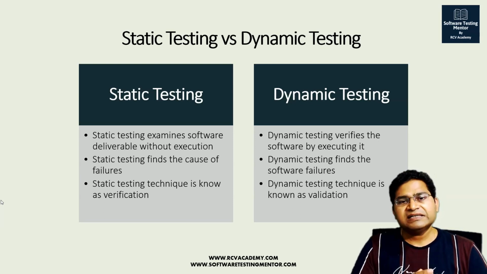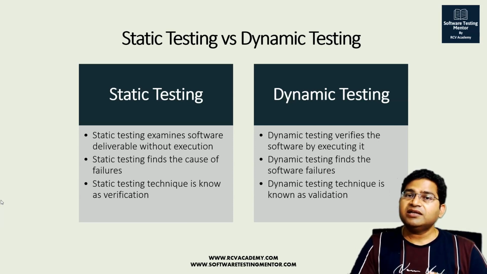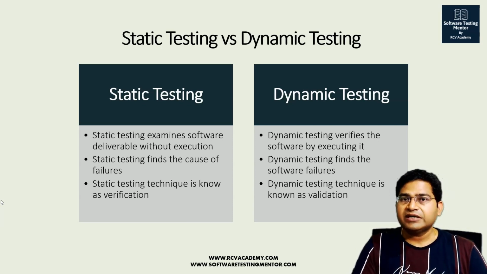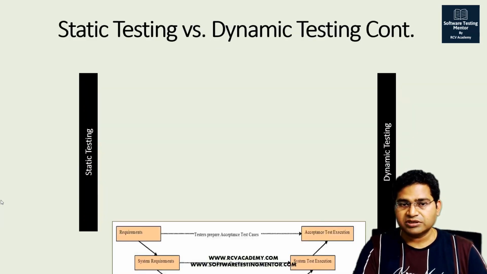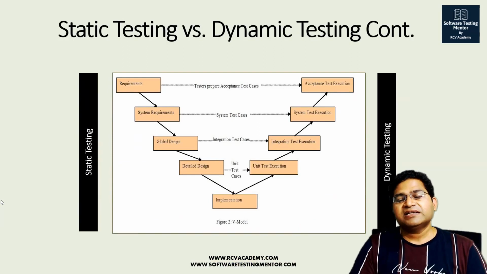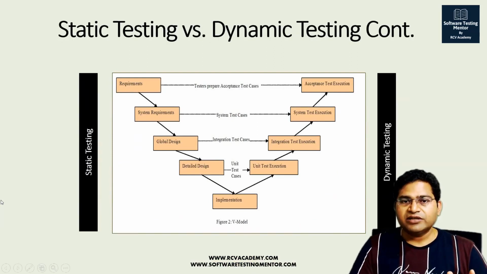Right. And static testing finds the cause of the failure. Okay. And dynamic testing finds the software failure. Static testing technique is known as verification. Right. And dynamic testing is validation. So if we talk about the V model, which is in here, you will see static testing is on the side wherein you have the requirement, then system requirement, design, detailed design. Right. So all of these are documentation. All of these are documents.